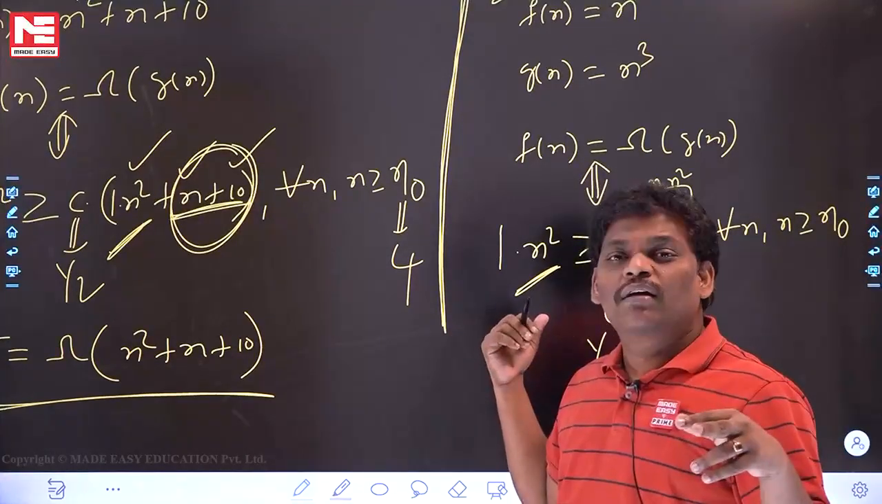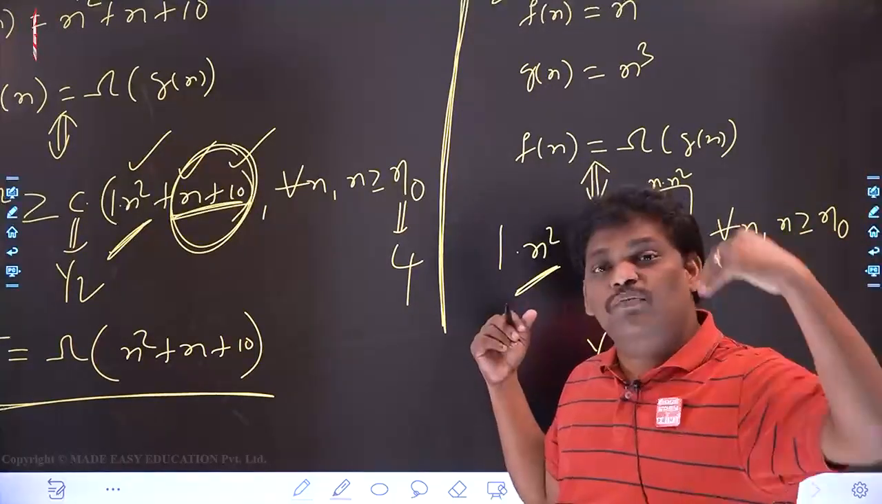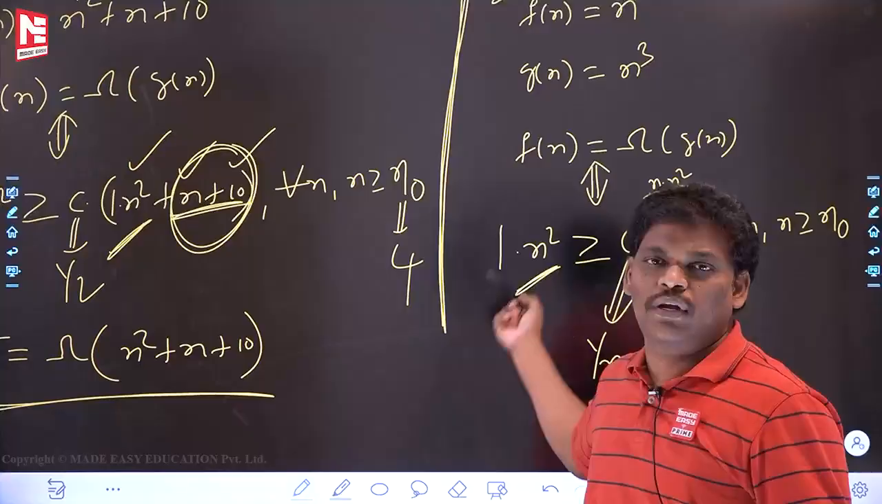So what is the meaning of omega? Greater than or equal to. Equal also okay. Left equal, or left greater, that is okay. Left equal, then also okay. I think it became equal.